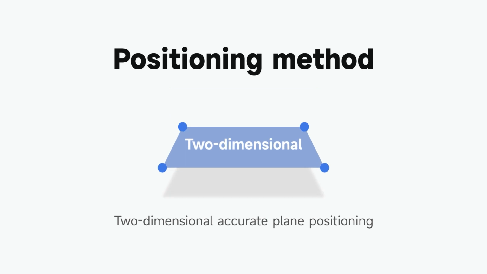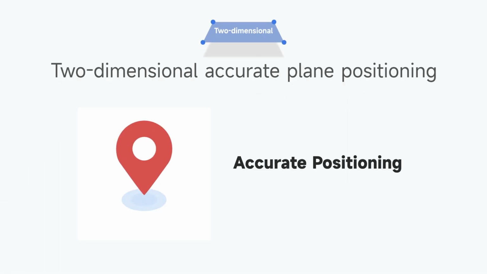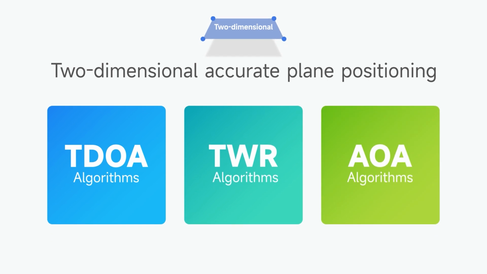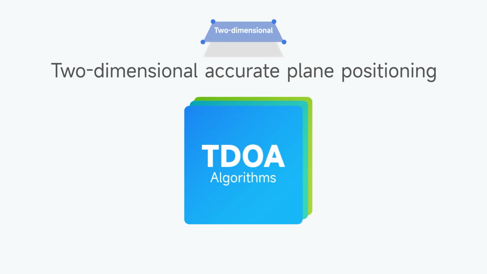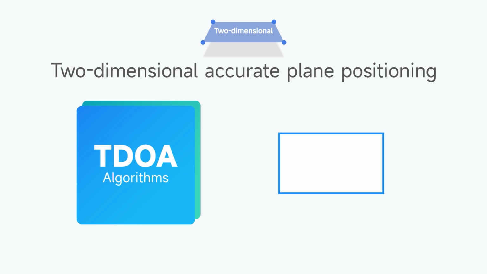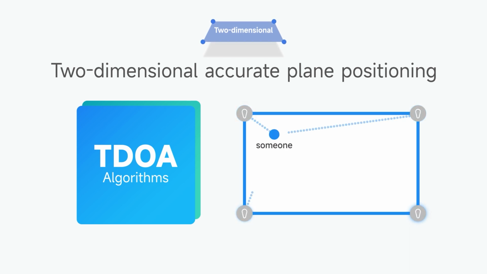Positioning method. Two-dimensional accurate plane positioning. The two-dimensional method can achieve accurate positioning. Three algorithms TWR, TDOA, and AOA are employed for this purpose. When the TDOA algorithm is used for positioning, the minimum number of anchors is 4, and the anchor layout is expanded with a rectangle as the basic unit.